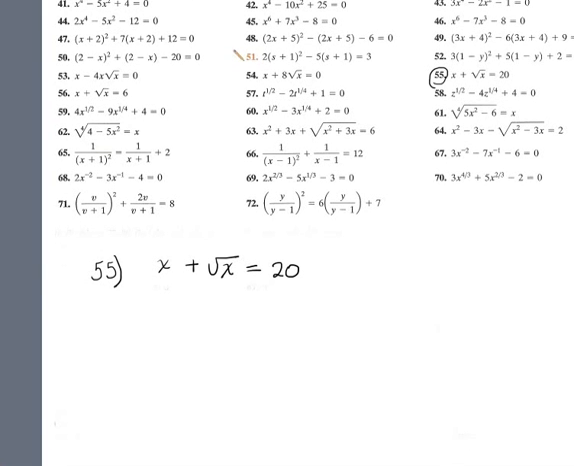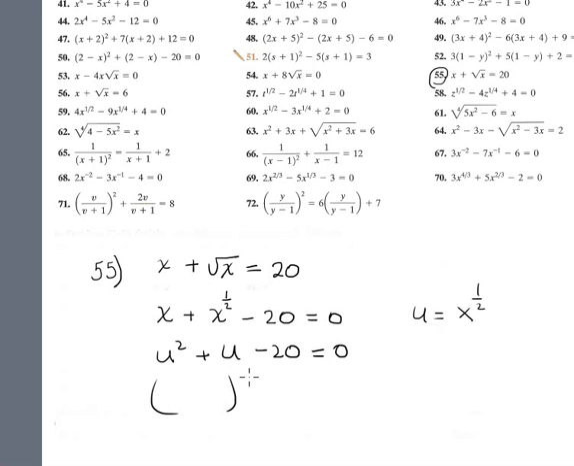Okay, again, this equation is quadratic form. Why? Because look, you write it like that: x plus the square root of x, which is x to the 1/2, minus 20 equal to 0. Suppose u equals x to the 1/2. This is u squared plus u minus 20 equal to 0. Now, factoring.